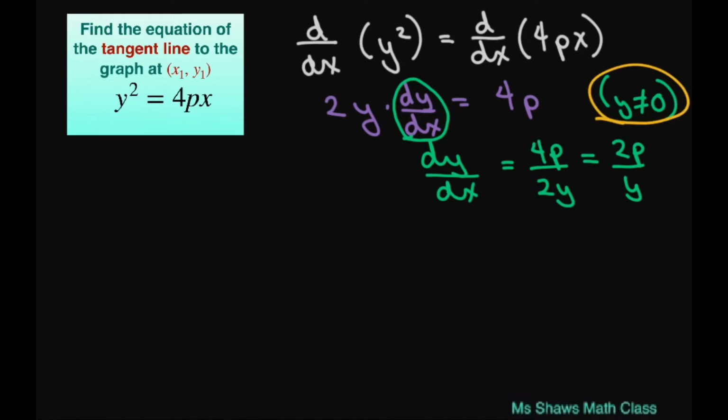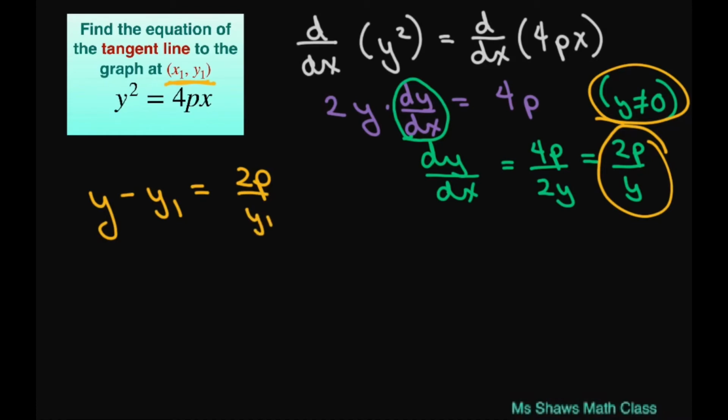All right, so the equation of the tangent line at this point is going to be y minus y sub 1 equals 2p over y. Now for this one, since we're at this point, we're going to put y sub 1, because we're at this point. And then we're going to do x minus x sub 1. So just don't forget to do this part here.